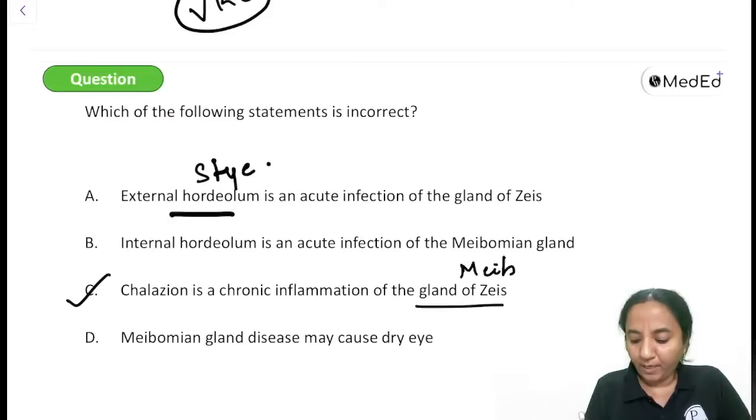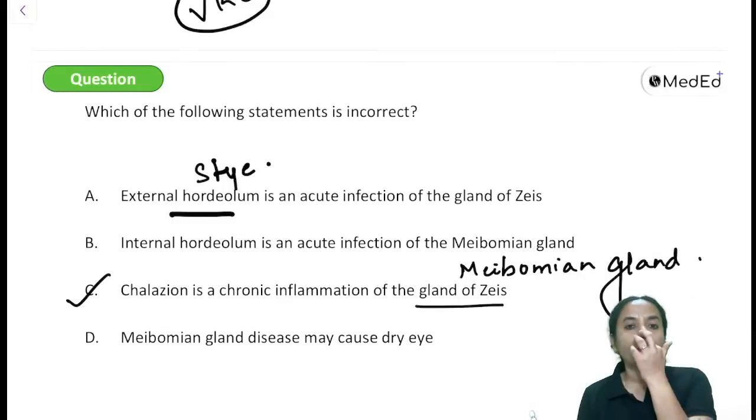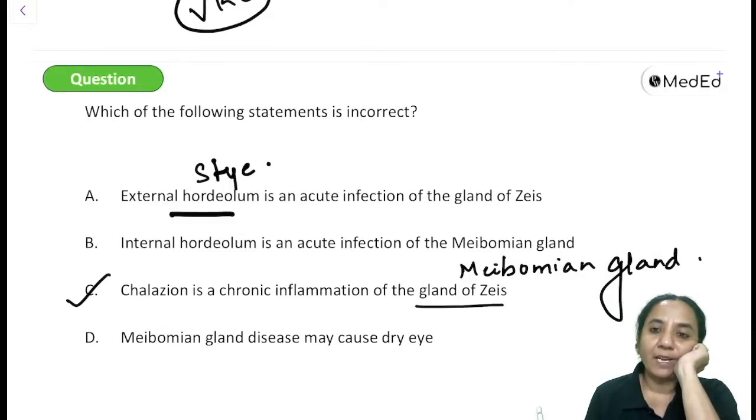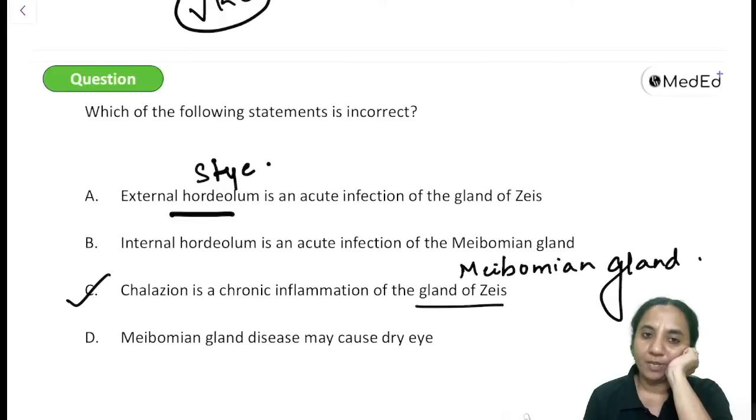Chalazion is a chronic granulomatous inflammation of your meibomian gland. External and internal hordeolum are acute infections. Stye is for the gland of Zeiss and internal hordeolum for the meibomian gland.